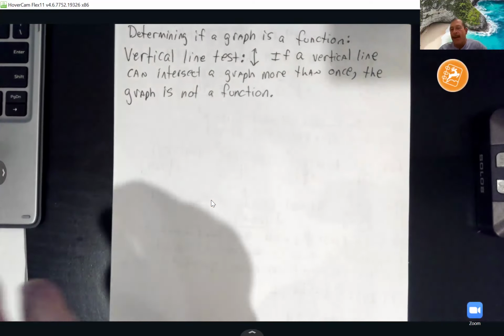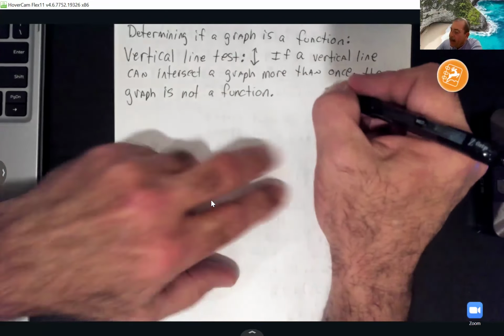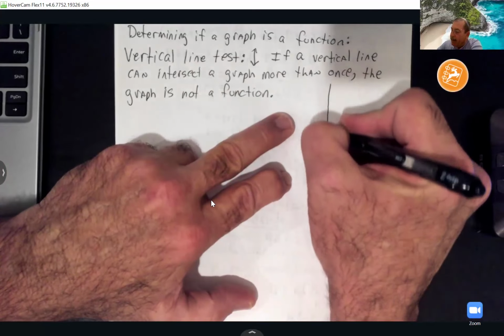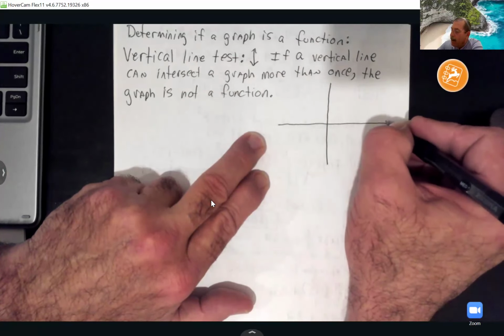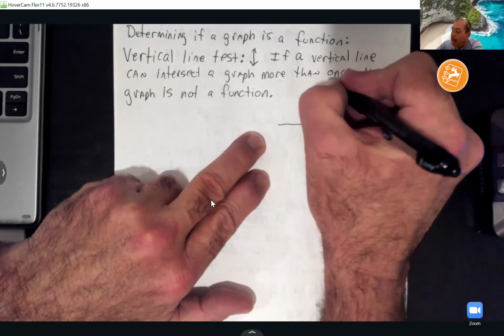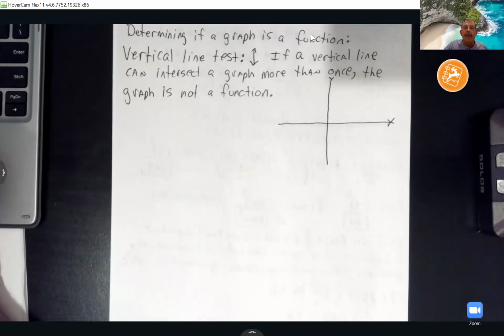Okay, y'all, so just think about it. We got a graph here. All right, let me let one in real quick.